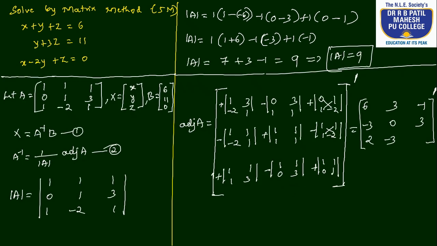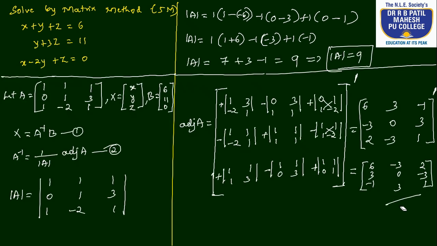So here dash is there, na? Dash means, as I told you, transpose. Row will become column now. First row 6 3 minus 1 will become first column. Second row will become second column. Third row will become third column. Then you call this adjoint. This is your adjoint of A.